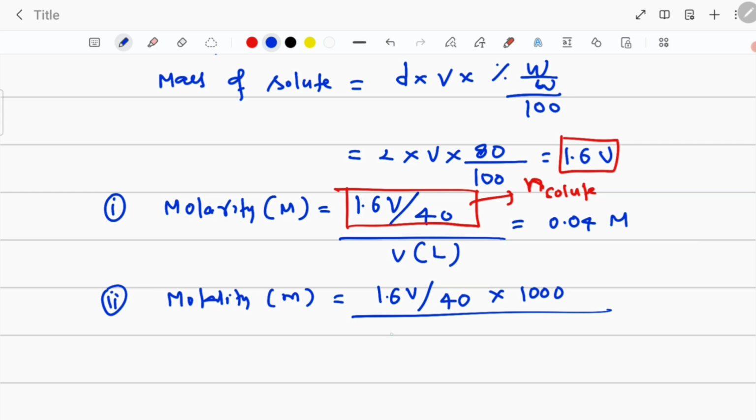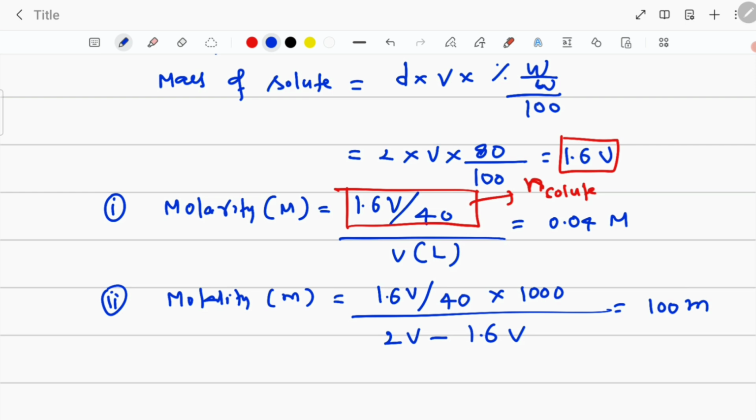Here I wrote 1000 directly because the volume is 2V minus 1.6 V, solution minus solute. The difference we calculated gives the solvent, and we need it per kg, that's why. Overall the final answer, 2V minus 1.6 V, gives the molal value.